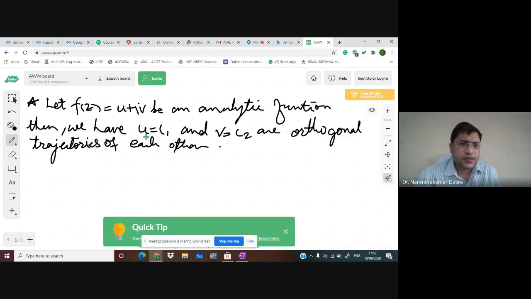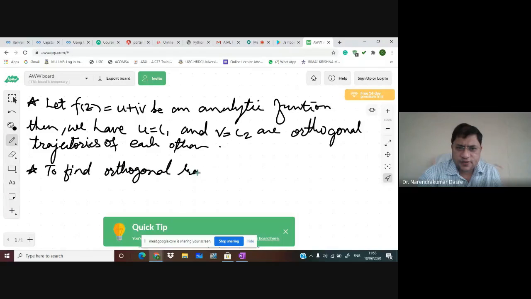And we can say this is now a family of curves. This is one family of the curves that we have, and this is another family of curves. If this function f of z is analytic, then we say these two are the orthogonal trajectories of each other. Now the question is how we are able to find these orthogonal trajectories.